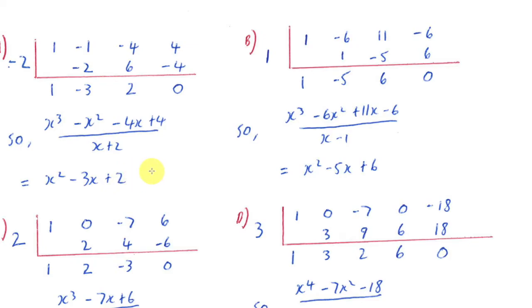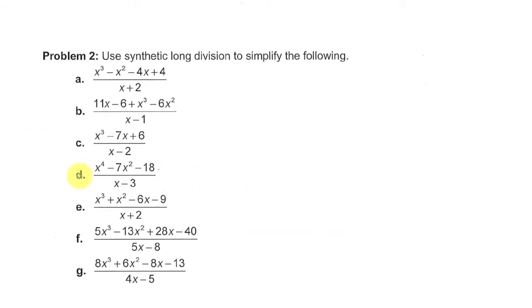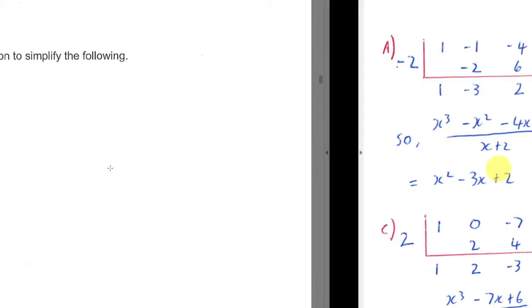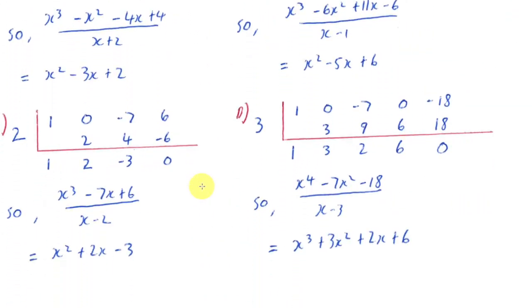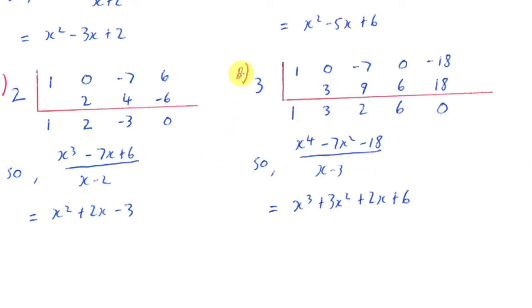Let's now take a look at D. Here's D. I've got this quartic divided by x minus 3. Notice that in this quartic there is no x term and there's no cubic term. How do I deal with that? So here's D. I set up my grid. I'm dividing by x minus 3, so I take the opposite of that number there, which is positive 3, and write it in here.